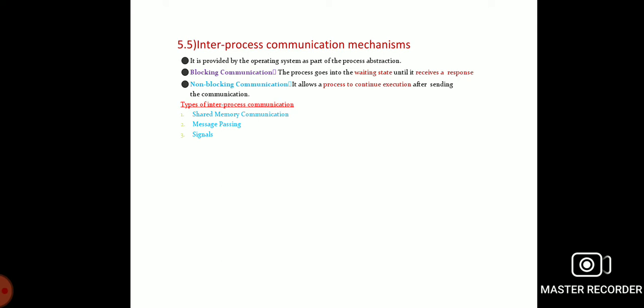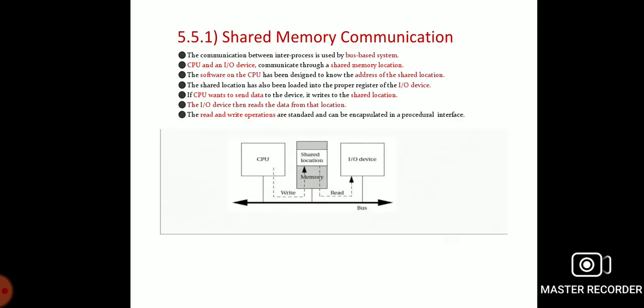There are different types of inter-process communication: the first one is shared memory communication, the second one message passing, and the third one signals. Here the shared memory communication is an inter-process communication used by bus-based system methodology. That is, the CPU and an input-output device communicate through a shared memory location.